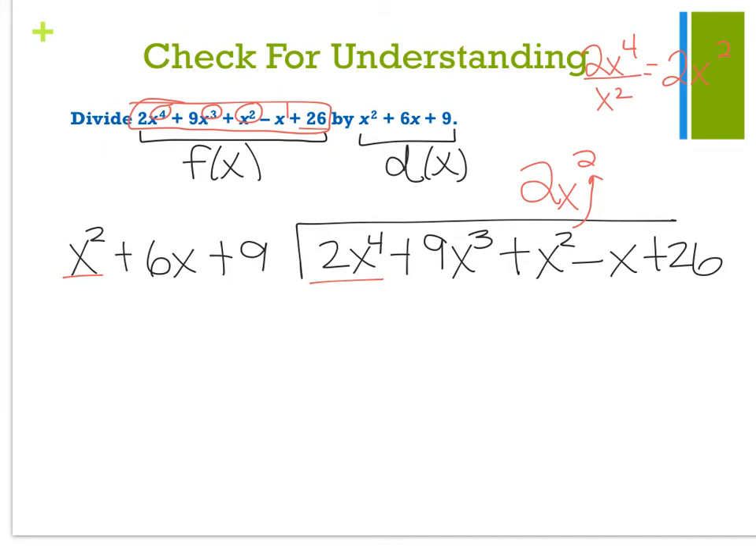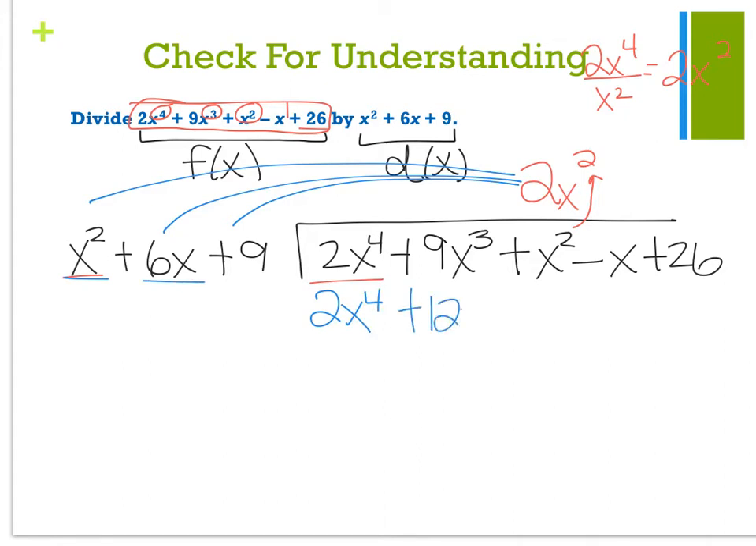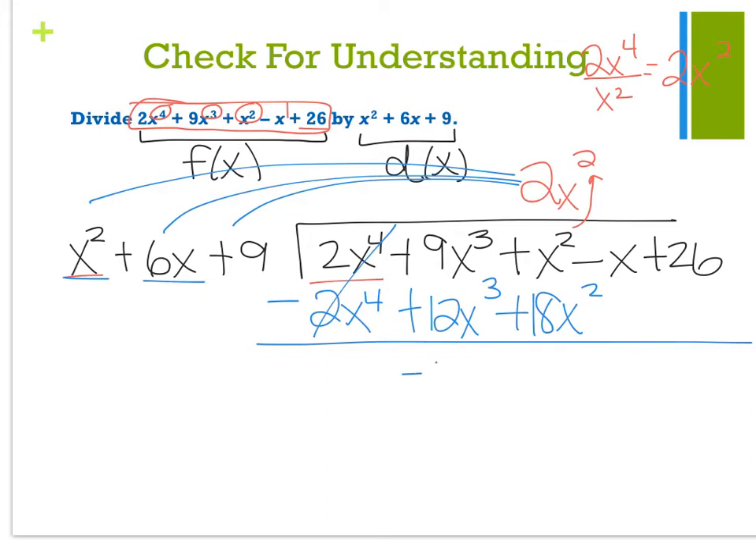And then we are going to go ahead and multiply all of this divisor by 2x squared. So if I multiply 2x squared times x squared, I get 2x to the 4th. 2x squared times 6x is positive 12x cubed. 2x squared times 9 is 18x squared. And I'm going to subtract those columns, and the 2x to the 4th cancel. 9x cubed minus 12x cubed is negative 3x cubed. x squared minus 18x squared is negative 17x squared, and I'm going to carry down the negative x.